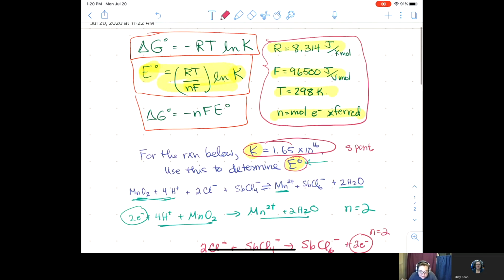If I had been given E naught and I was asked to solve for K, that would involve an inverse log, which is a little trickier. Post a question on the discussion board if you want to work one of those, and I'll make a video for that. The math is a little trickier, but the formula is the same.